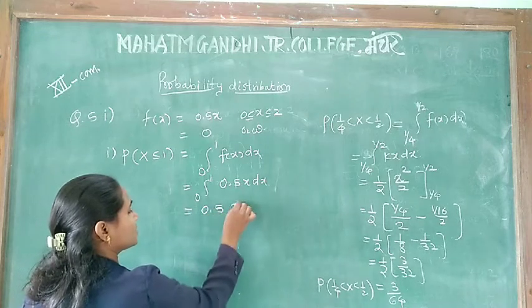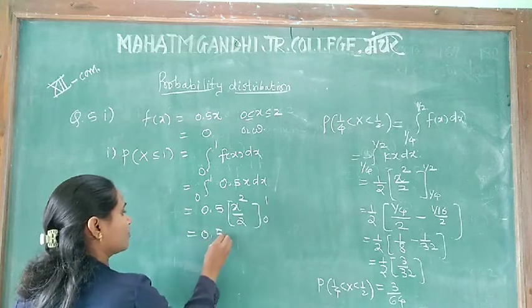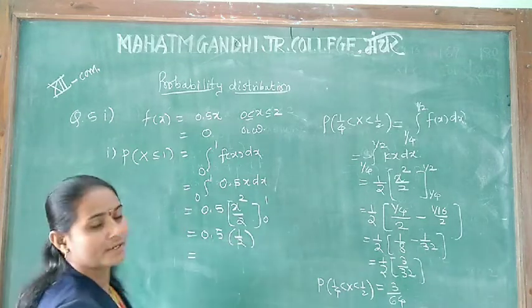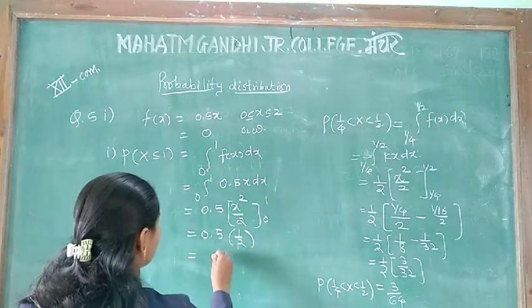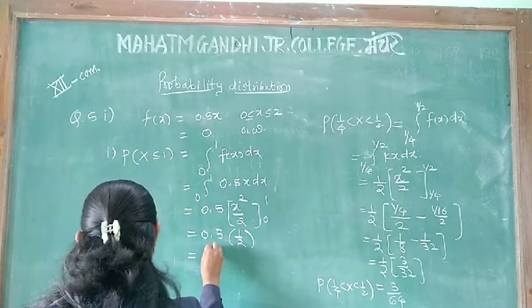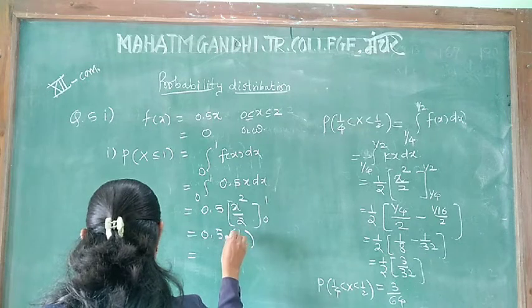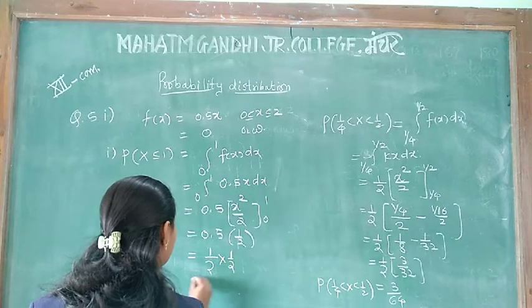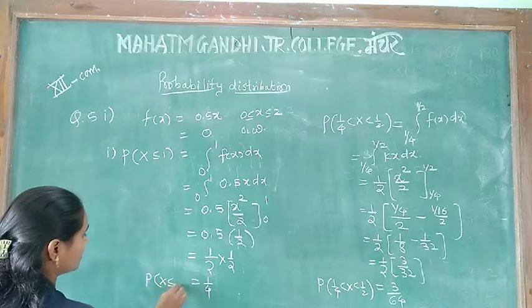0.5 as it is. What is the integration? x square upon 2. Limit is 0 to 1. That is 0.5 times 1 square, which is 1 upon 2. Hence it is again 0.5. Therefore 0.5 into 0.5, which is 1/2 into 1/2. 0.5 is 1/2 and this is again 1/2. Hence it is 1 upon 4, the p of x less than or equal to 1.